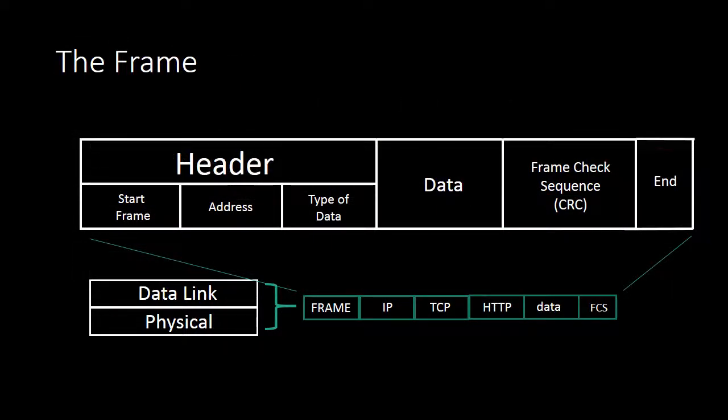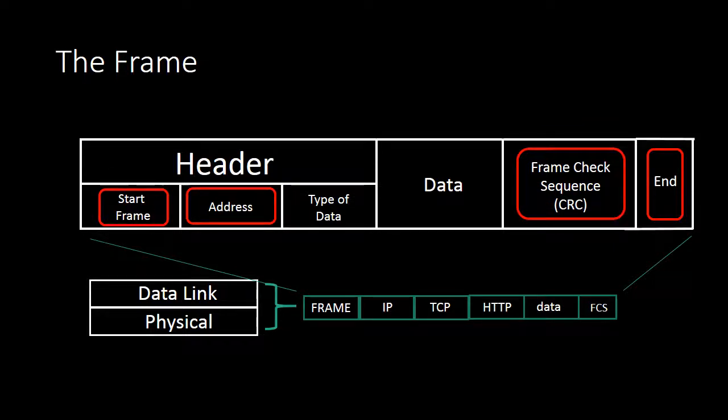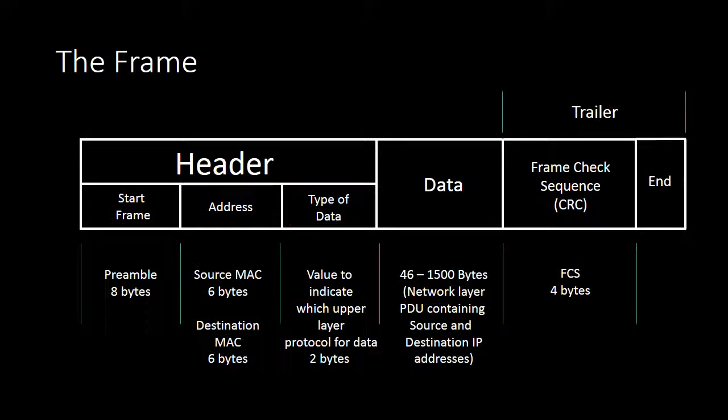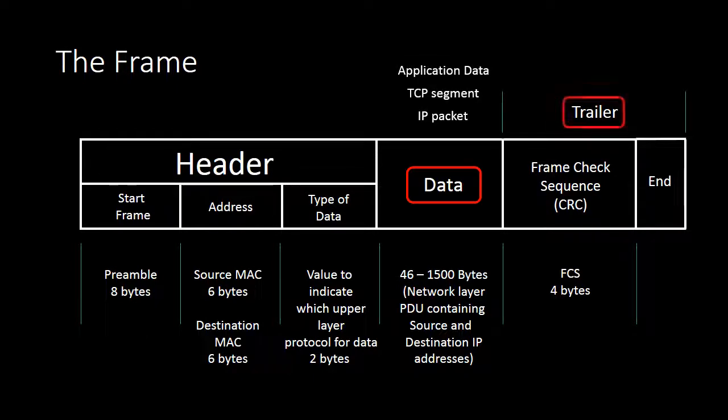The Ethernet frame contains start-stop indicators. Addressing is used to identify the source and destination devices. The type of data is used to identify the upper layer protocol. The data contains the packet header, segment header, and application data. Error detection occurs in the trailer.